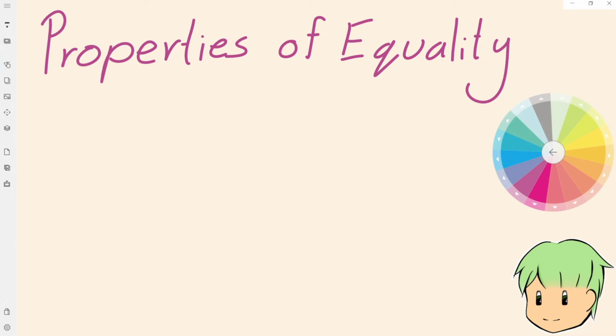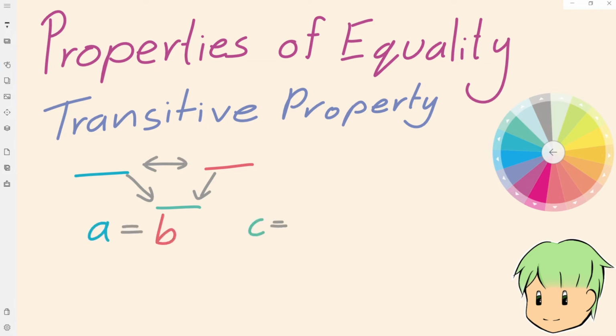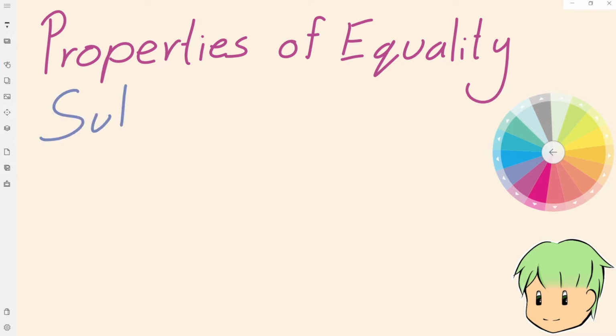The third property is the transitive property. It states that if two quantities are equal to a third one, then they are also equal to each other. For example, if A equals B and C equals B, A and C are both equal to B, so A and C are also equal to each other. The last property is substitution. It states that a quantity may be substituted for its equal in any equation.